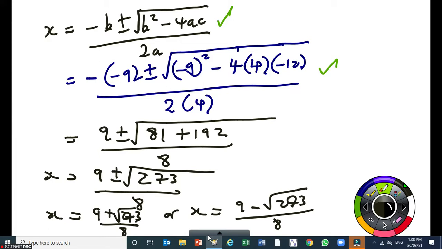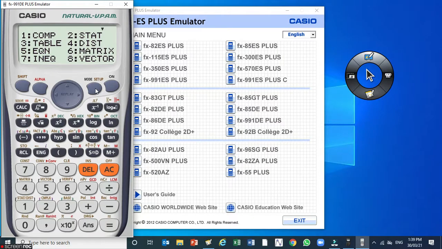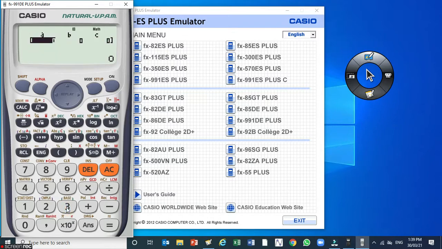You choose number 5, then number 3, that's the quadratic one. For our question, our a was 4, so I'll put 4 there, then you press equals. Our b was minus 9, so you press minus 9, then equals. c was negative 12, so it will be negative 12. Then you press equals. Then you tell the calculator to do the calculation.